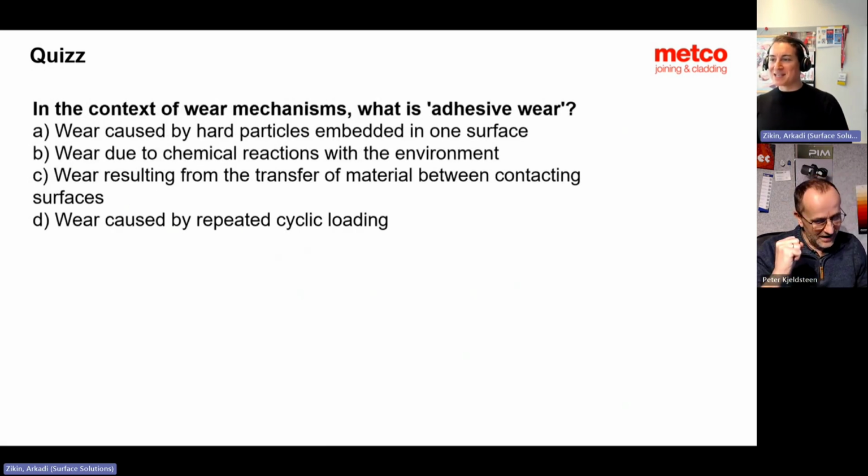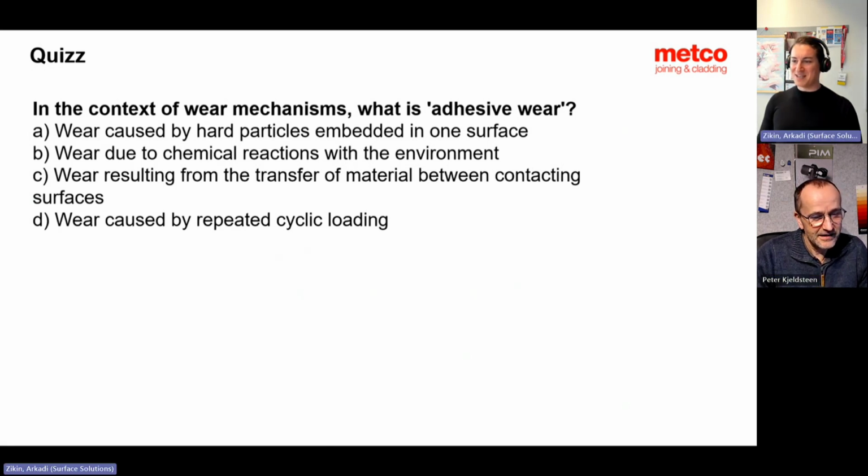Yes. Next question. In the context of wear mechanisms, what is adhesive wear? A, wear caused by hard particles embedded in one surface. B, wear due to chemical reaction with the environment. C, wear resulting from transfer of material between contacting surfaces. And D, wear caused by repeating cycling loading. I would go for the C this time. C, wear resulting from the transfer of material between contacting surfaces, causing local welding, for example.